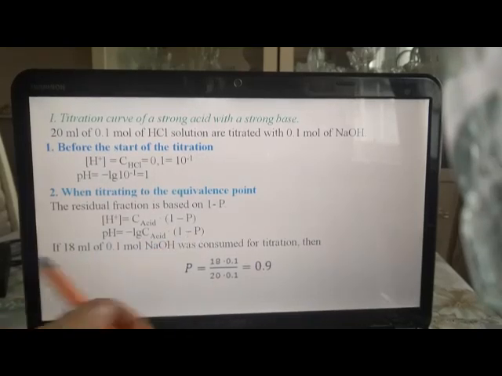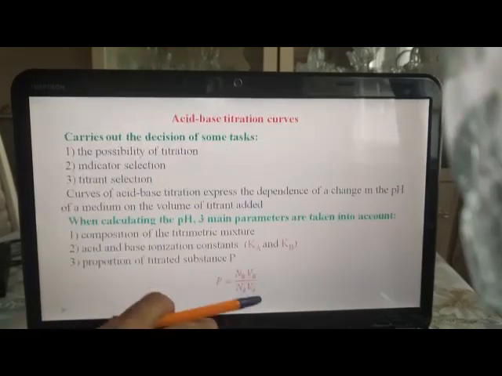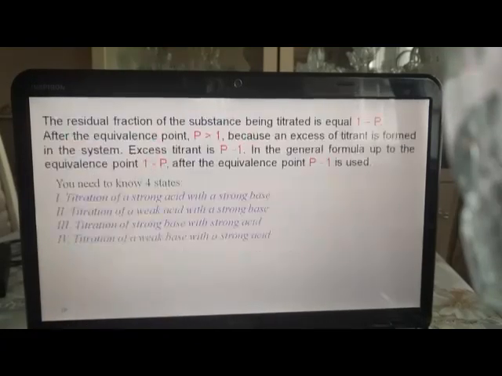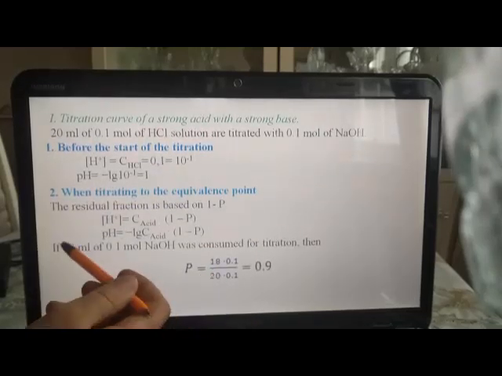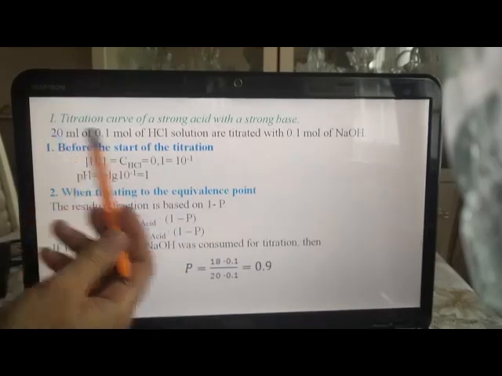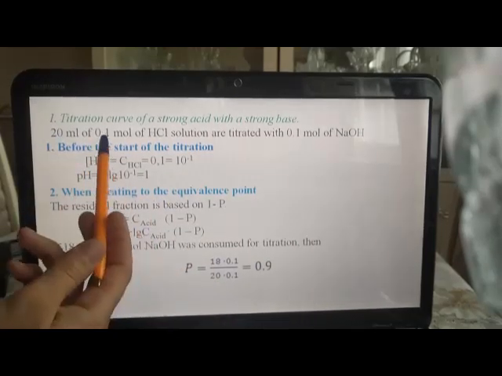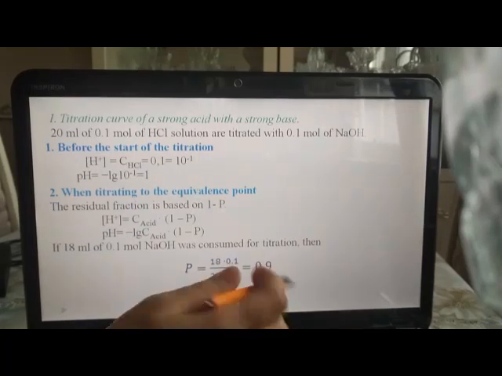If 18 milliliters of 0.1 molar sodium hydroxide was consumed for titration, we can use this formula to find P. P is equal to 18 milliliters multiplied by 0.1 normality of the sodium hydroxide, divided by 20 milliliters of hydrogen chloride multiplied by 0.1 molarity, the concentration of the hydrogen chloride solution, and it is equal to 0.9.